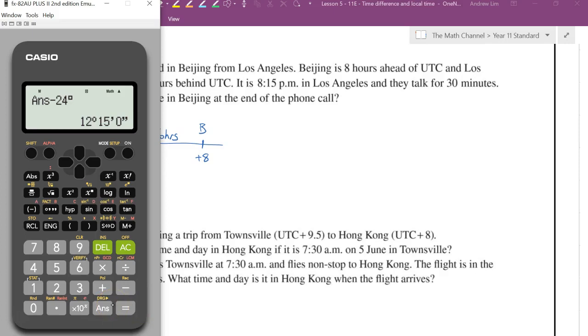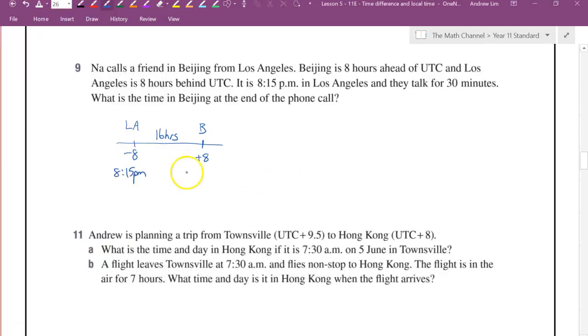So that's 12:15 p.m. 12:15 p.m. is when they start the phone call. Because they talk for 30 minutes, it'll be 12:45 p.m., and it'll be the next day. Okay, 12:45 p.m. the next day. I might just add that in.